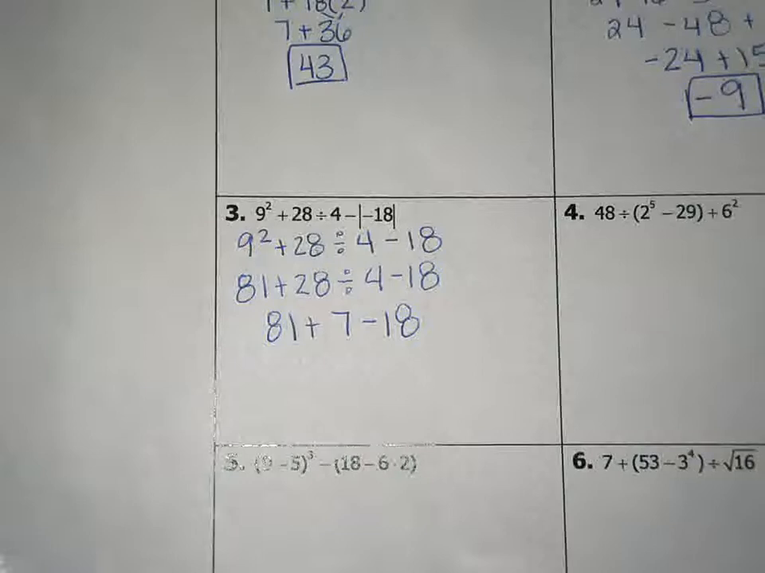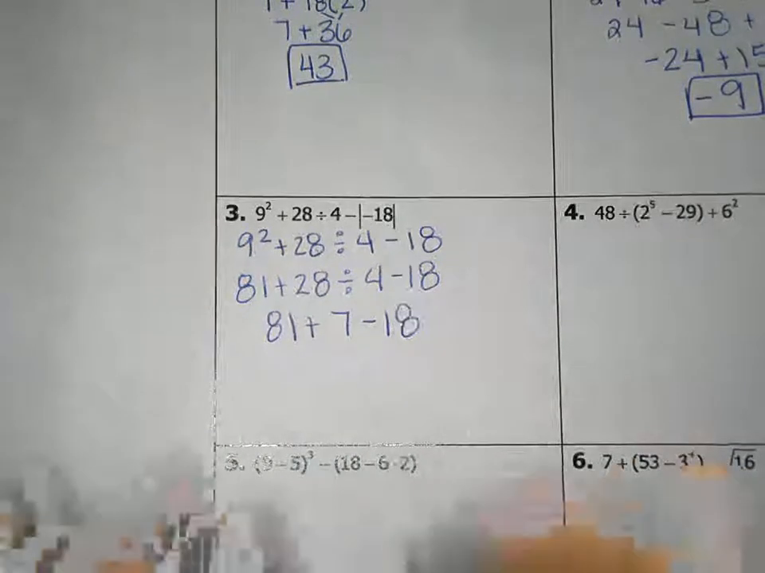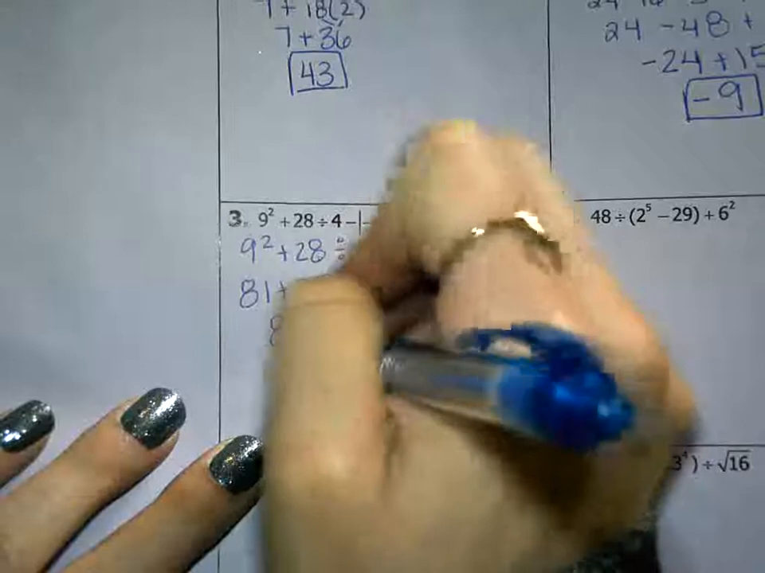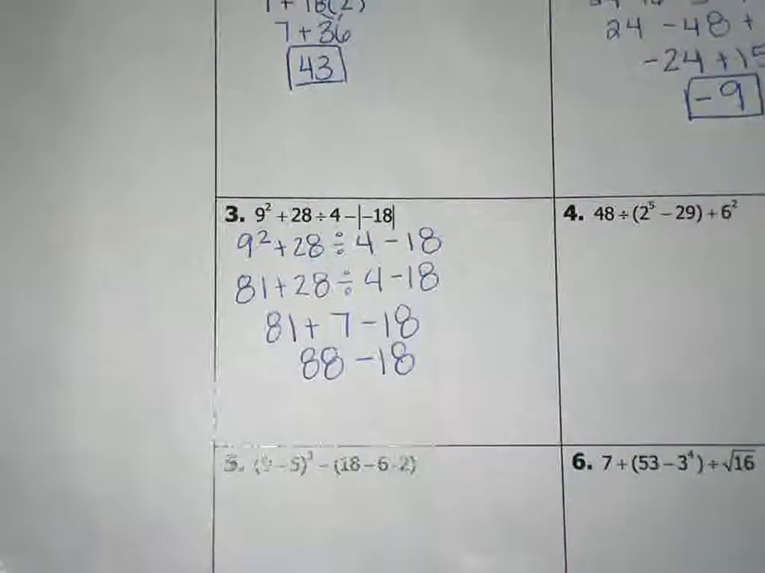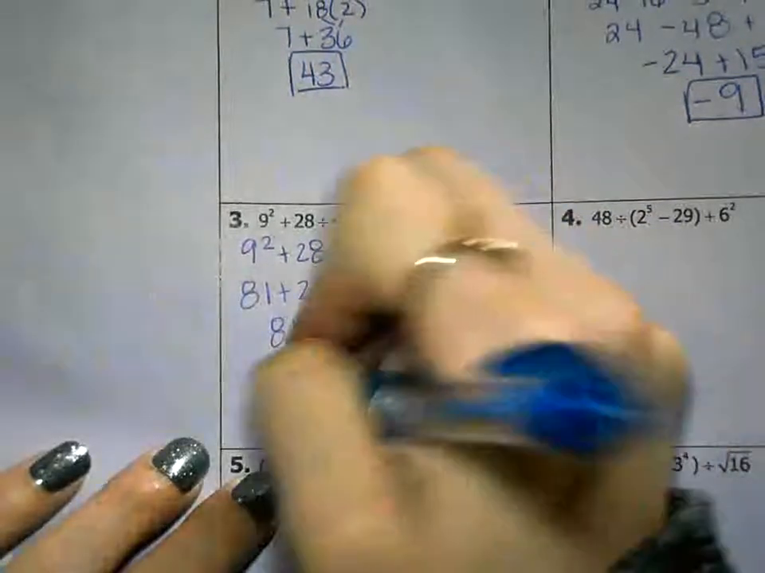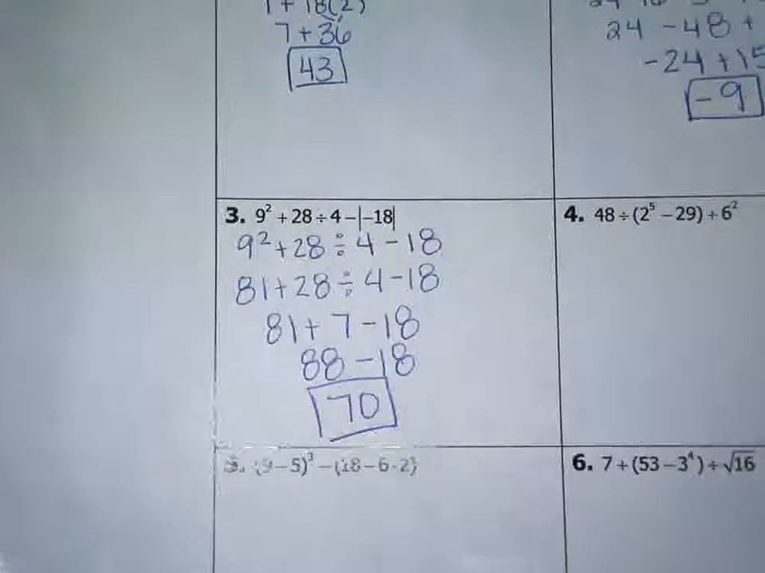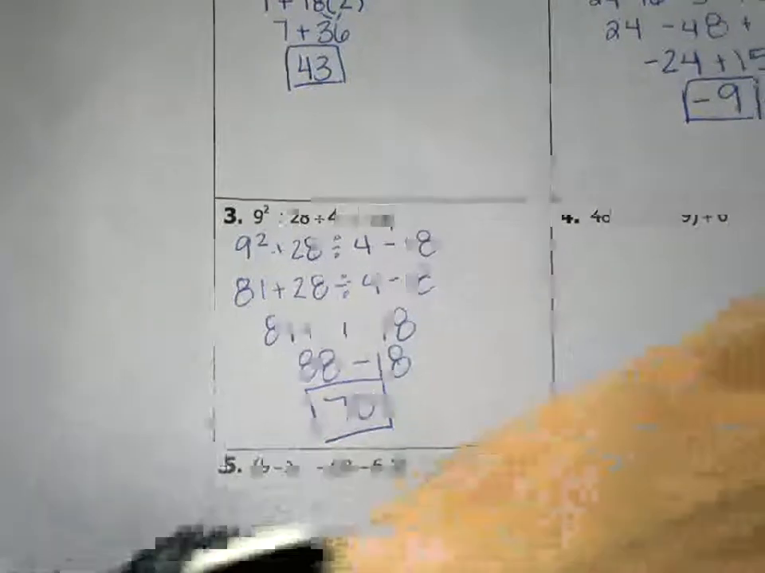Now what? 81 plus 7. And 81 plus 7 is? 38. And last but not least, 88 minus 18 is? 70. Do you guys see how nice, neat, and organized work should be? Okay, it'll benefit you, especially when harder problems come along, if you can keep your work organized.